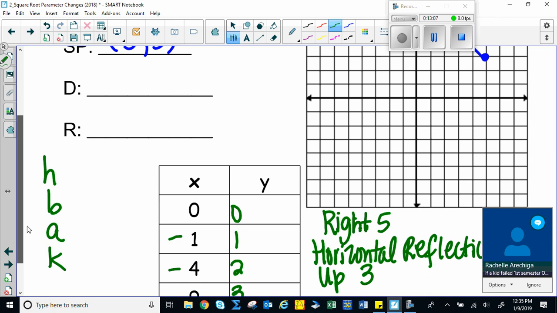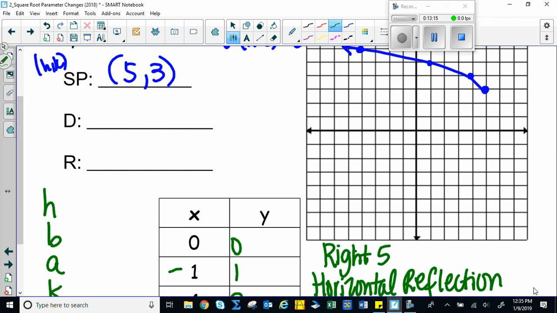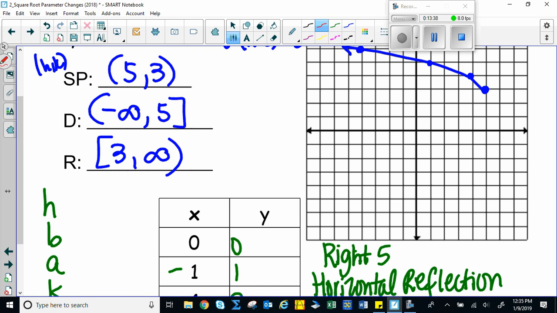Last thing on this page is the domain and the range. So what is the smallest x value on my graph? -infinity. So I'm going from -infinity to 5. What's the smallest y value? 3. And I'm going to infinity. And again, notice that the h is going to be somewhere in the domain, and the k is going to be somewhere in that range.